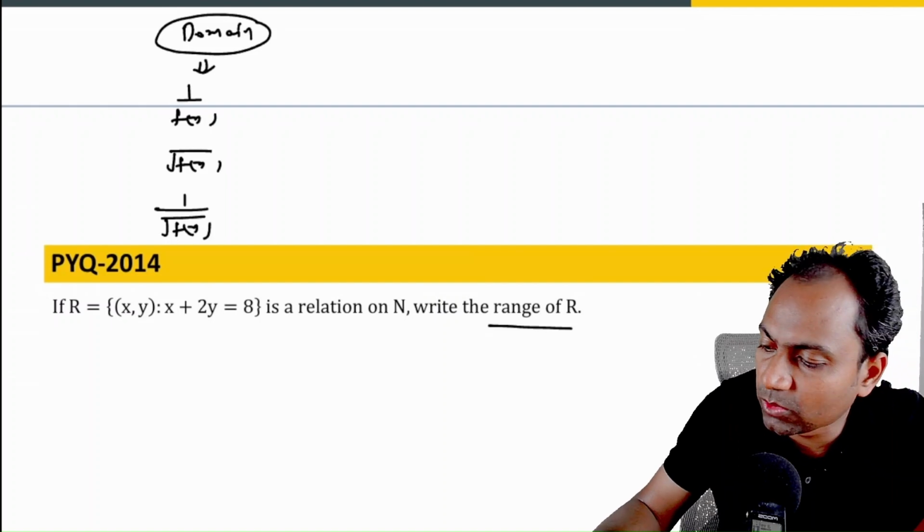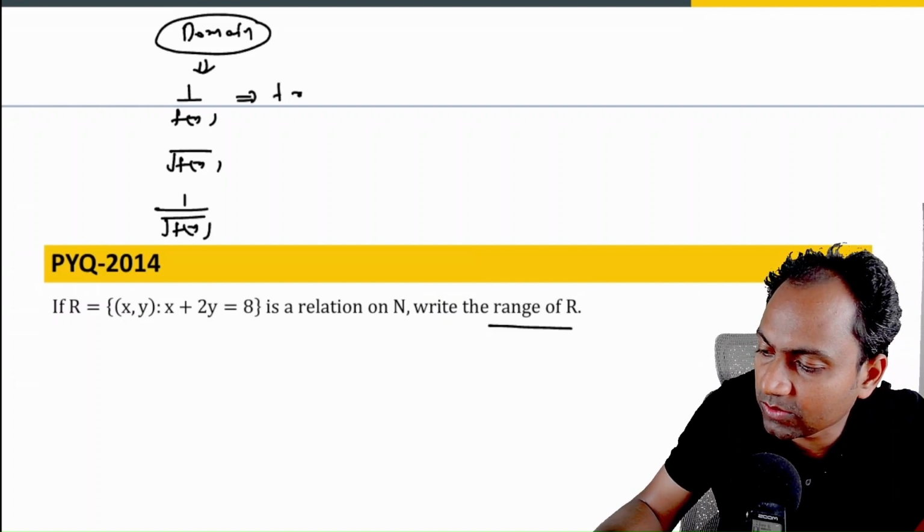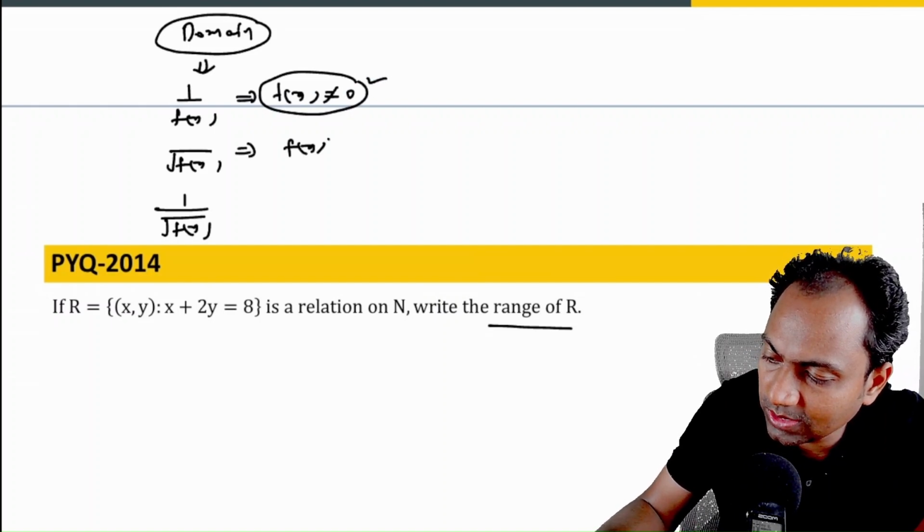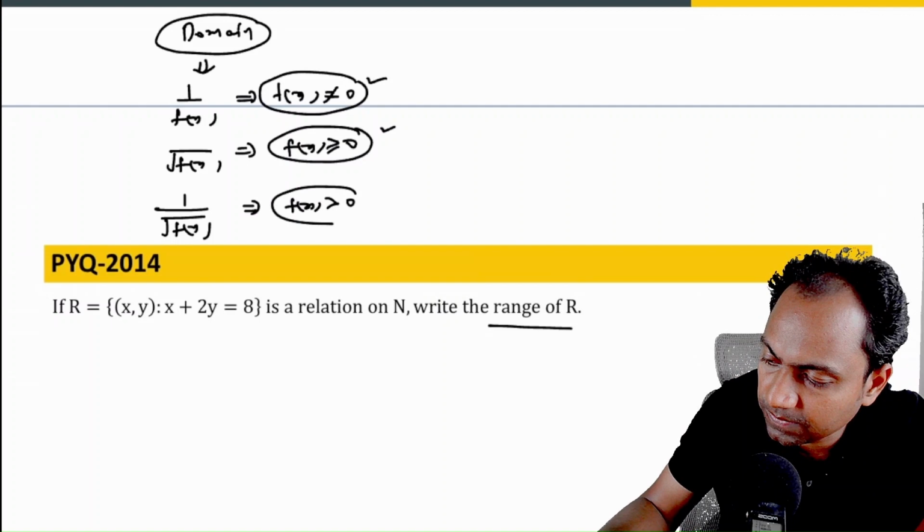So domain is simple to find. In this case, for finding domain, whatever is in the denominator cannot be equal to 0. Solve this and get the answer. Whatever is inside the root needs to be greater than or equal to 0. Solve the inequality, get the answer. In the third part, both the conditions will happen simultaneously.